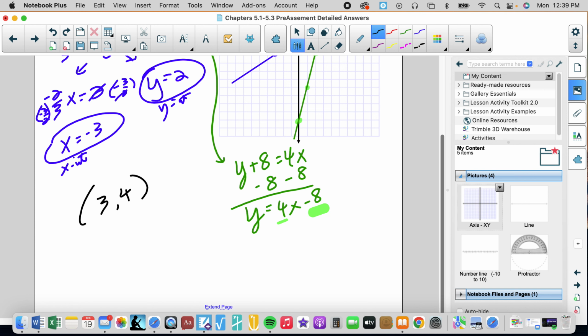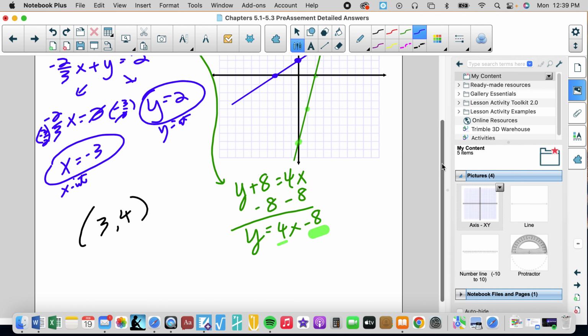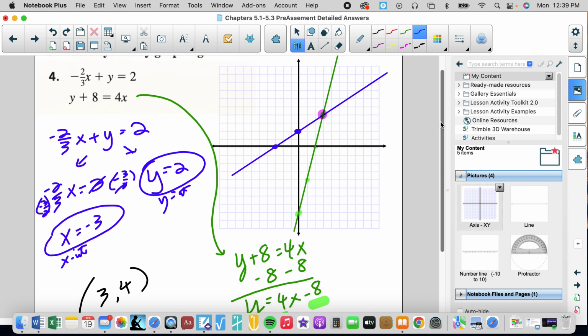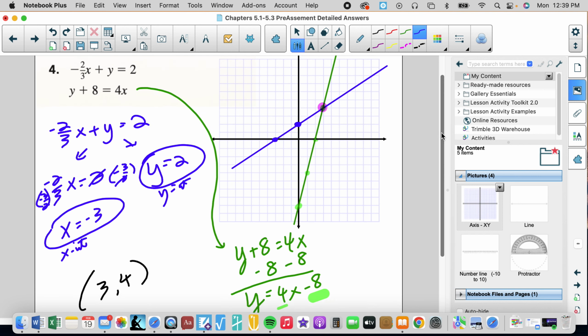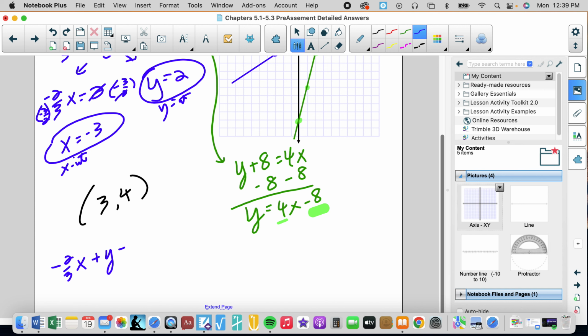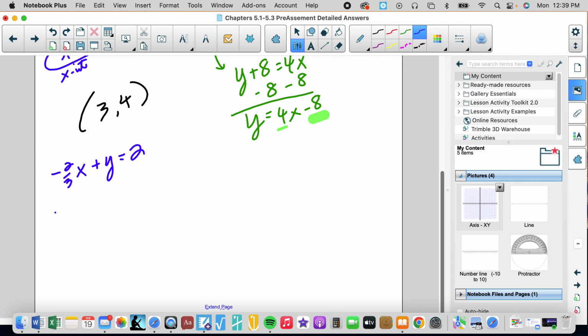I'm going to check it because I'm going to be consistent. -2/3 x plus y equals 2. Plugging in my x value of 3, plugging in my y value of 4. These cancel, -2 plus 4. 2 equals 2, that worked.